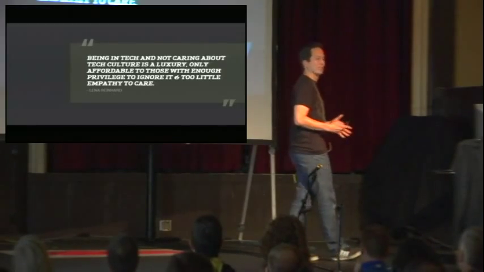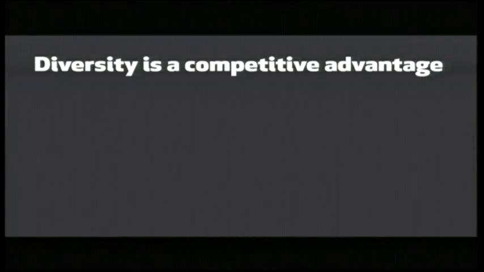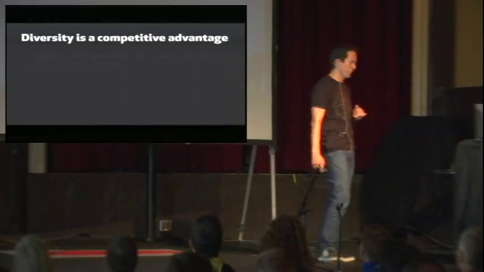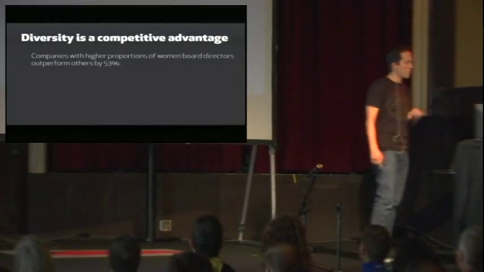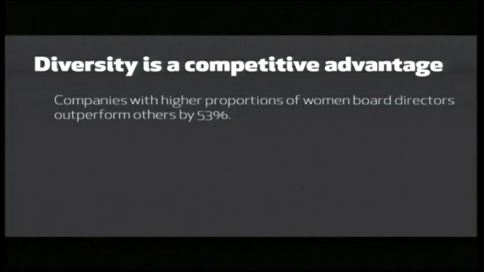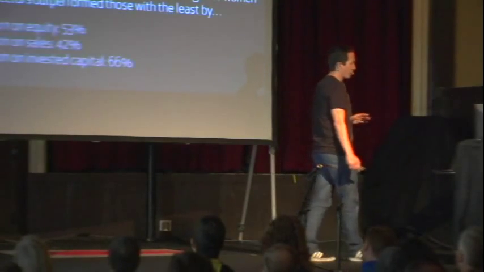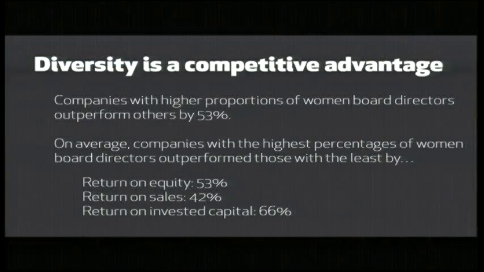There's really interesting studies and research in this space. For example, diversity is a competitive advantage. And I know Kathleen Dollard in her talk Sunday night touched upon some of the same studies I did. But companies with higher proportions of women board directors outperform others by 53%. More specifically, the companies with the most women board directors outperform the ones with the least in 3 different areas: return on equity, return on sales, and return on invested capital. So it's a competitive advantage. Your company will do better. Your open source project will do better.